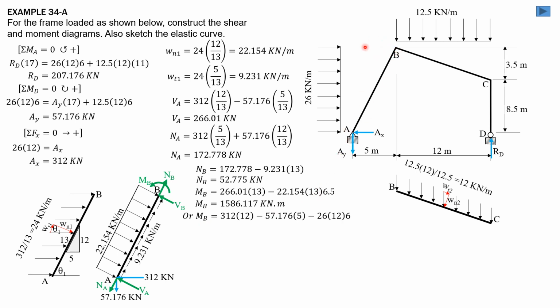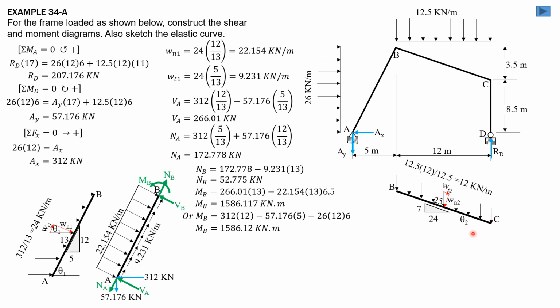Another way of computing MB is based on these reactions here. So summation of moment about B equals 0. It is AX times 12, that's clockwise, minus AY, which is 57.176 times 5, minus 26 times 12 times 6. So it will give us the same answer, 1586.12 kilonewton meter.